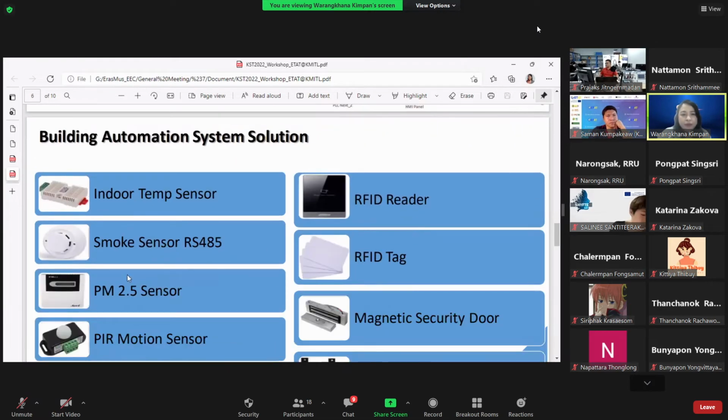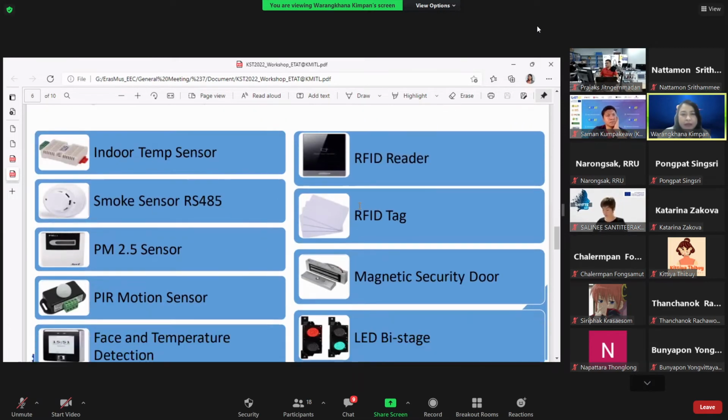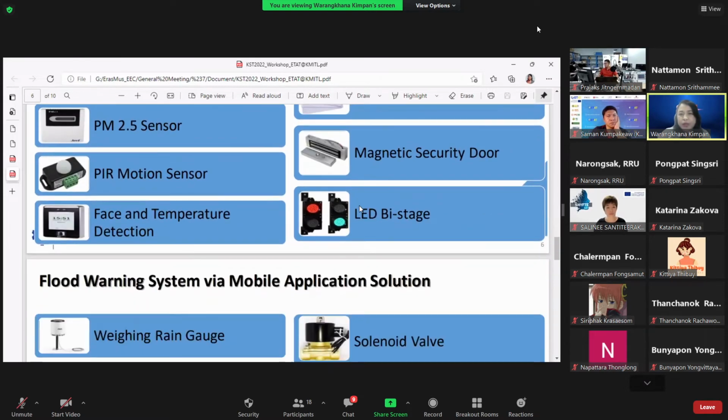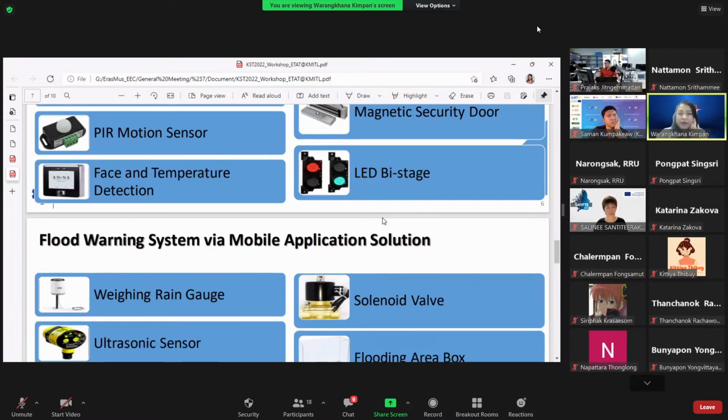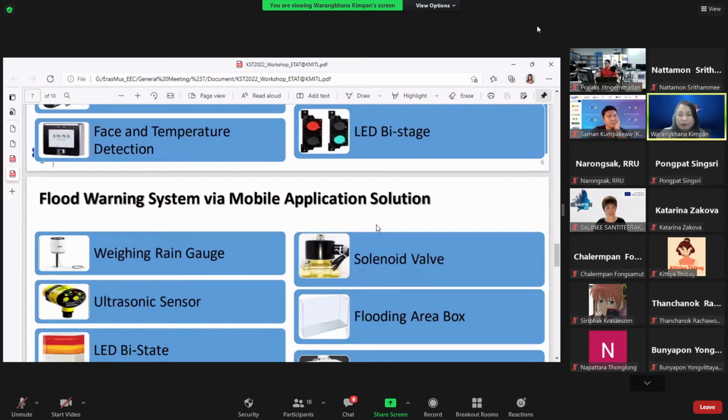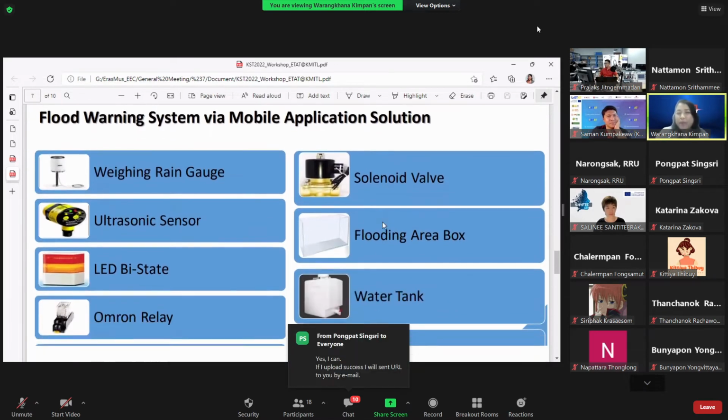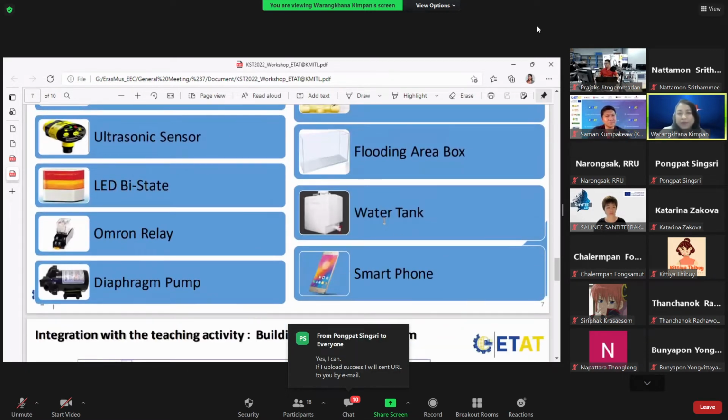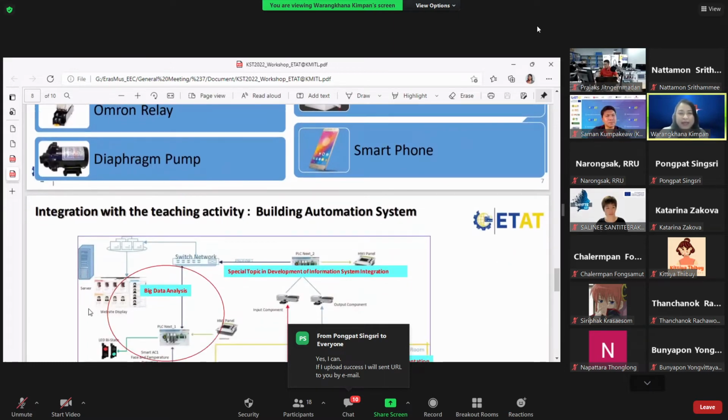So these are all the kinds of additional equipment that we will use. As we use a DIY system, we need to figure out how to connect all of those equipment, but we are trying to make it.